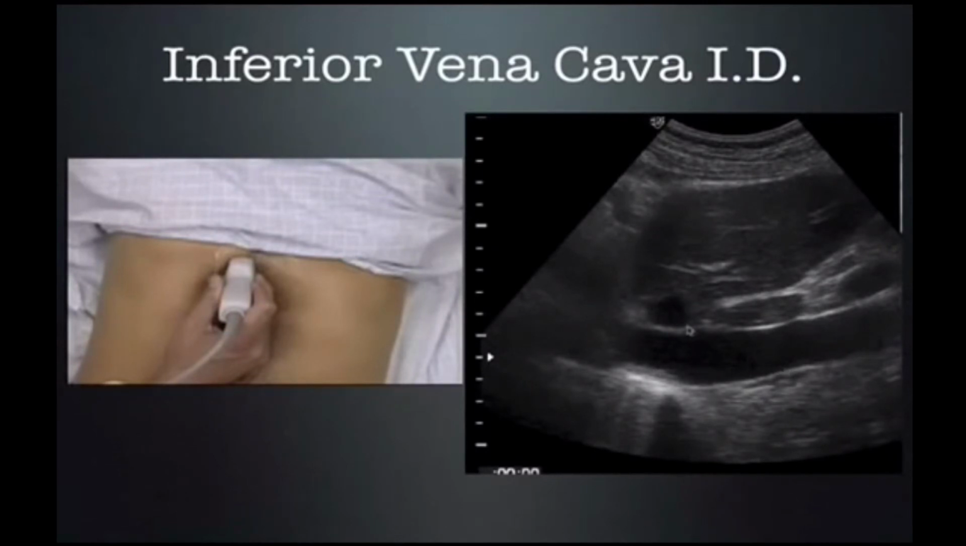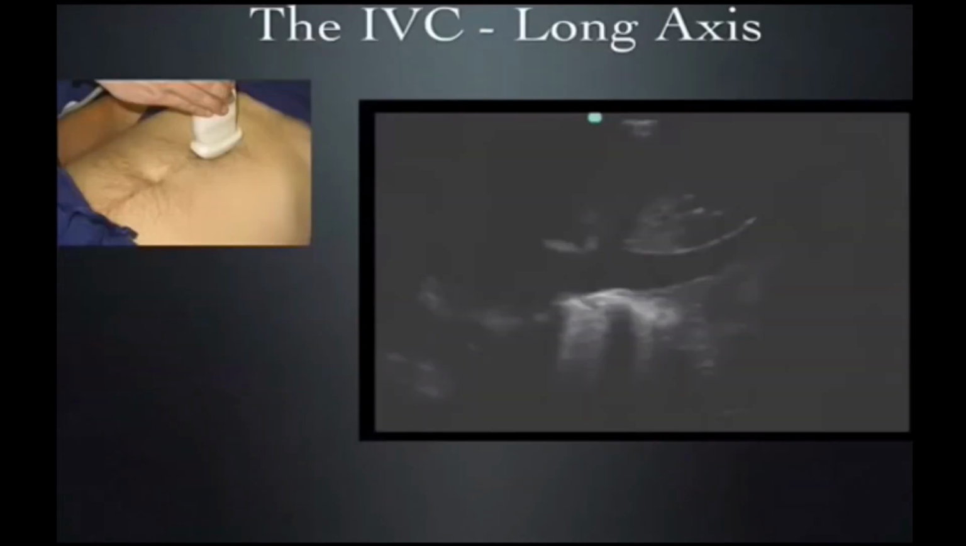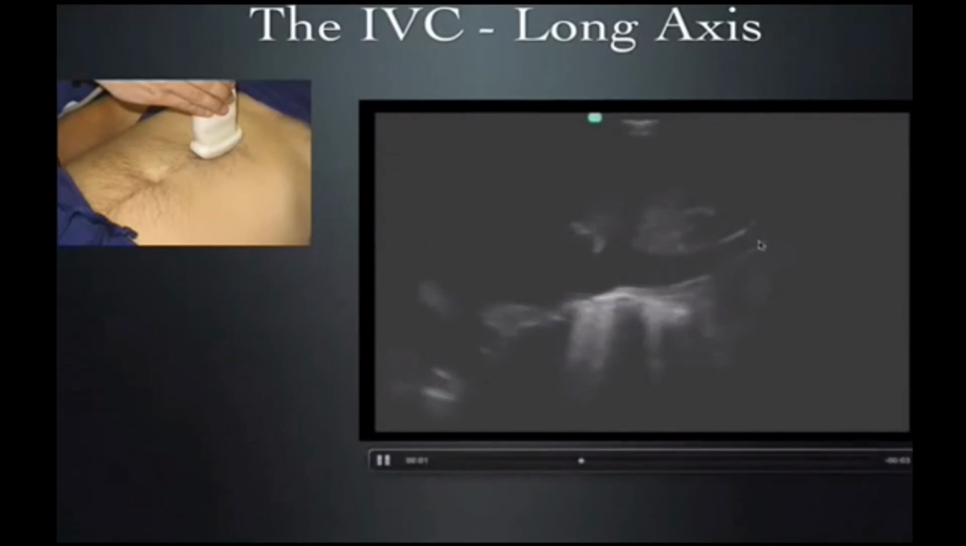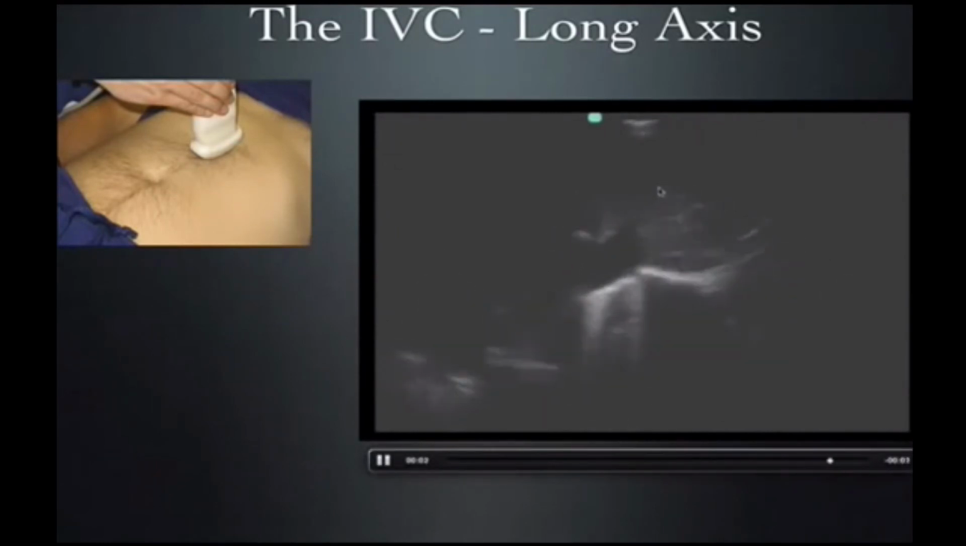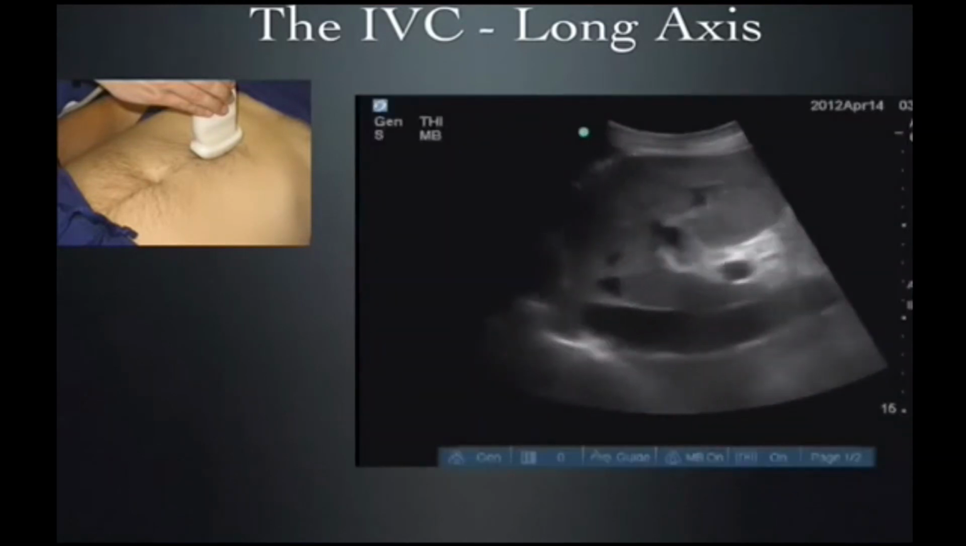Once you identify your IVC in short axis in the middle of the screen, simply rotate the probe clockwise 90 degrees, maintaining the IVC in view, and your long axis view will drop in, and you can see, again, hepatic confluence right here. Here's another nice view. Here's the IVC. Here's the hepatic vein coming down to converge onto the IVC. Here's the right atrium.